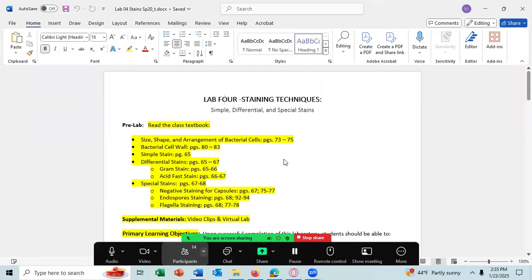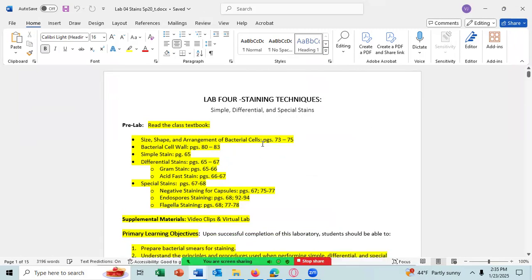All right, Lab 4 stains. Simple stains, differential stains, and special stains. You do need to read a little bit in the textbook. Read about the size and the shape and the arrangement of bacteria cells from page 73 to 75. Read about the bacteria cell wall on pages 80 to 83. Read about the simple stain on page 65. Read about differential stains, the Gram stain from page 65 to 66, and the acid fast stain from page 66 to 67. And then read pages 67 to 68 about special stains.